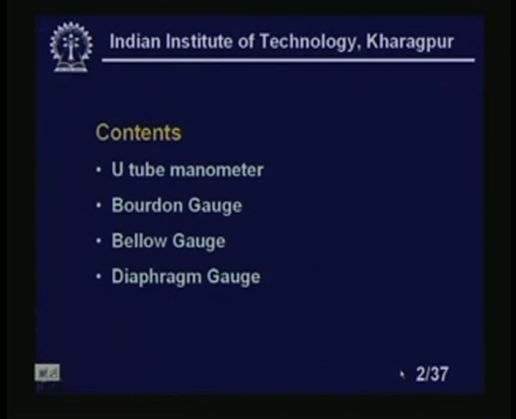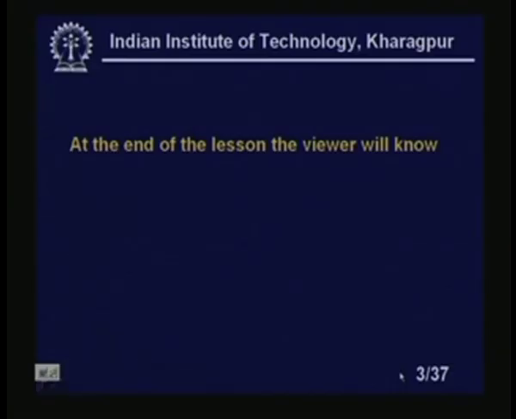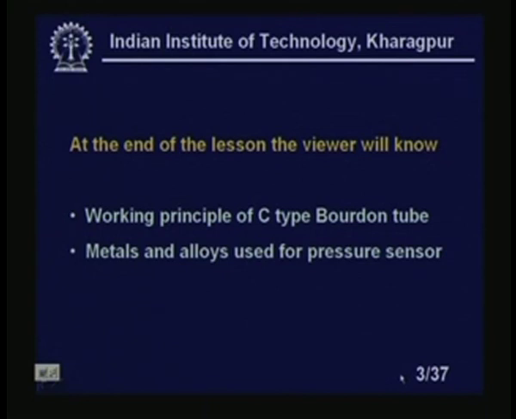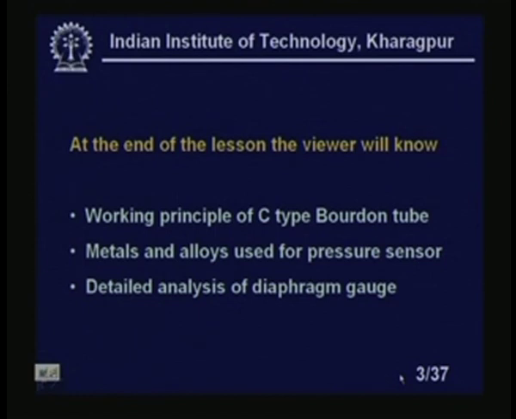It is a very important instrument. It has a direct electrical output, so it is widely used for pressure measurements. We will discuss the diaphragm gauge, and also the semiconductor diaphragm gauge to some extent. At the end of the lesson, the viewer will know the working principles of the C-type Bourdon tube, metals and alloys used for pressure sensors, and a detailed analysis of the diaphragm gauge. These are the basic things we will discuss.